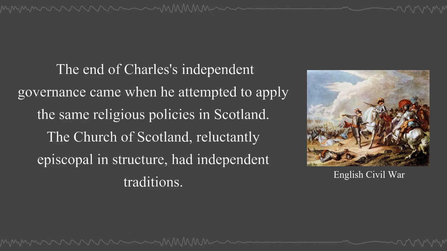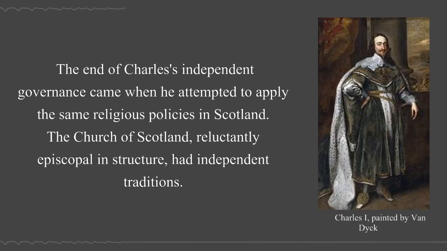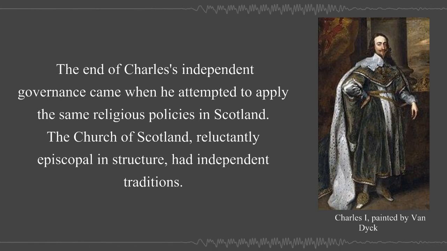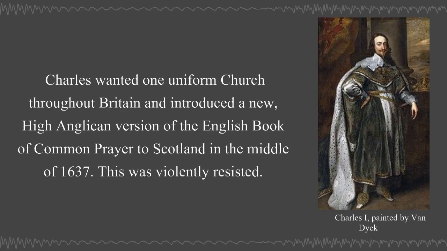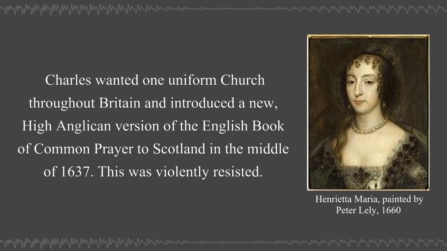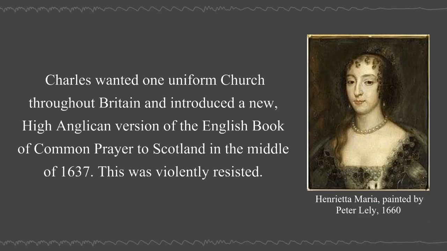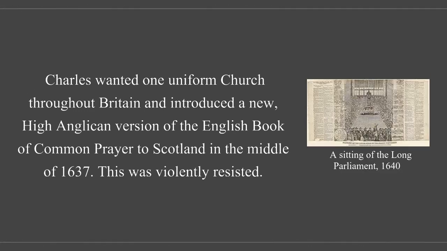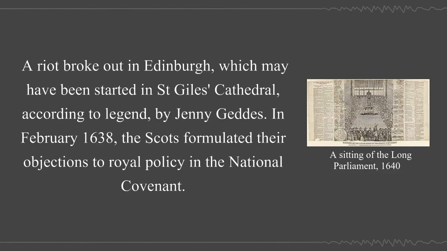The end of Charles's independent governance came when he attempted to apply the same religious policies in Scotland. The Church of Scotland, reluctantly episcopal in structure, had independent traditions. Charles wanted one uniform church throughout Britain and introduced a new, High Anglican version of the English Book of Common Prayer to Scotland in the middle of 1637. This was violently resisted. A riot broke out in Edinburgh, which may have been started in St. Giles Cathedral, according to legend, by Jenny Geddes.